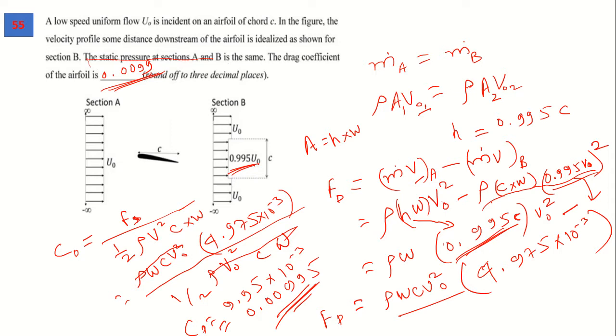The question asks for the drag coefficient of the airfoil, and it says the static pressure at section A and section B is the same. So we can equate the mass flow rate of section A to the mass flow rate of section B, that is rho A V is equal to rho A V, and rho, the density, is the same. This one is A1, sorry, this one is A2 at section B.